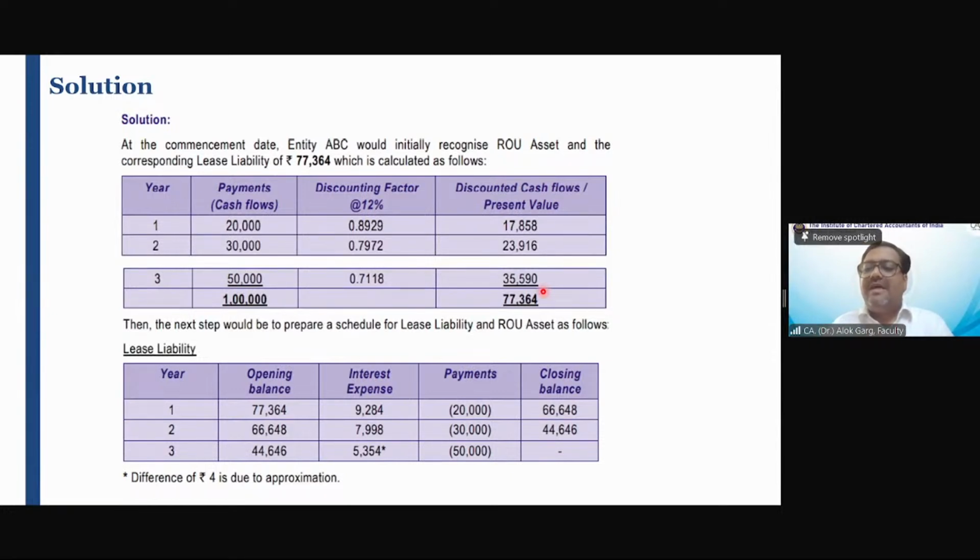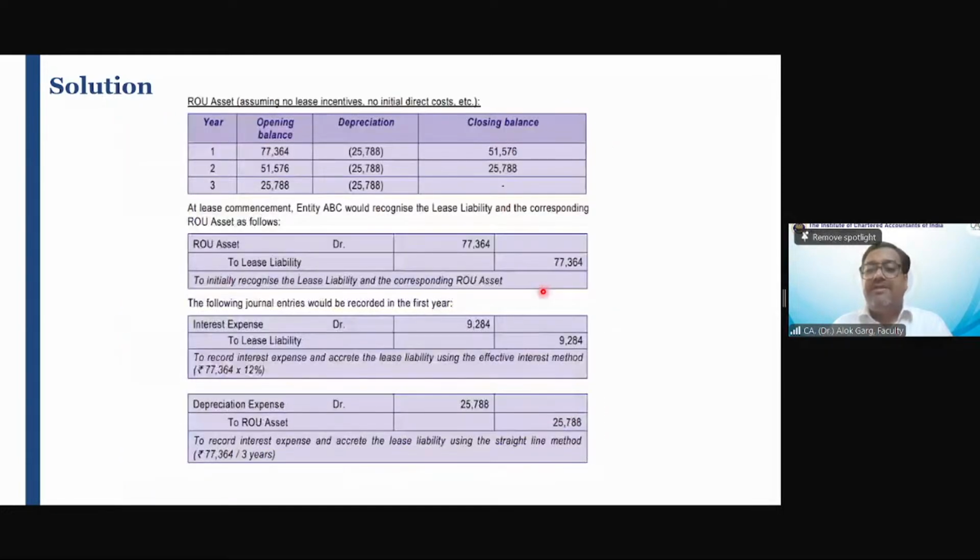What should I do for this ROU asset? Lease period is 3 years. I need to depreciate this ROU asset. What is the accounting entry? Depreciation to accumulated depreciation, right? So 77,364 divided by 3 comes out as 25,788, right? So first year closing balance 51,000. Second year closing balance 26,000. Third year closing balance 0, right?